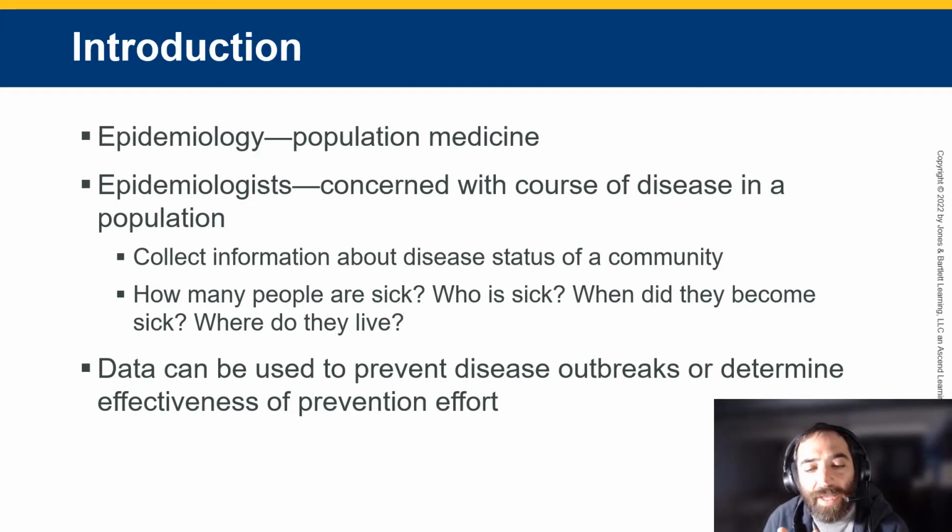Were they doing a certain activity? Are they living in a certain neighborhood? Did they have any kind of preconditions? Like did they have trouble sleeping, or were they obese? Things like that. Data that can be used to prevent disease outbreaks and determine effectiveness of prevention efforts.